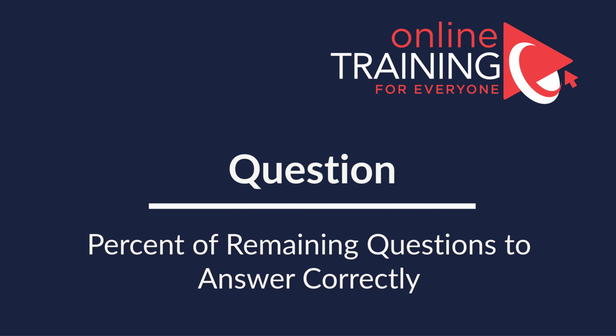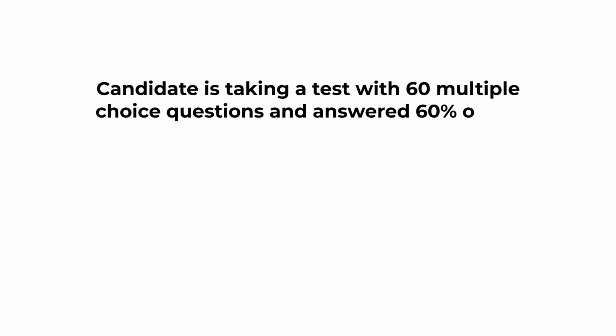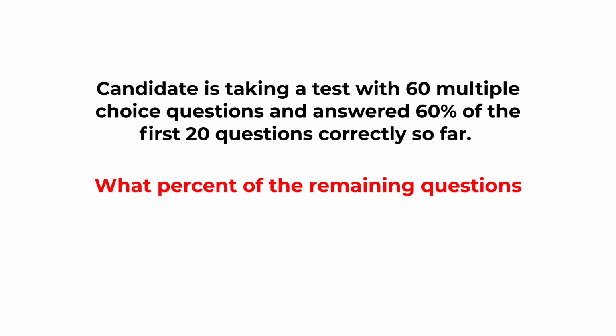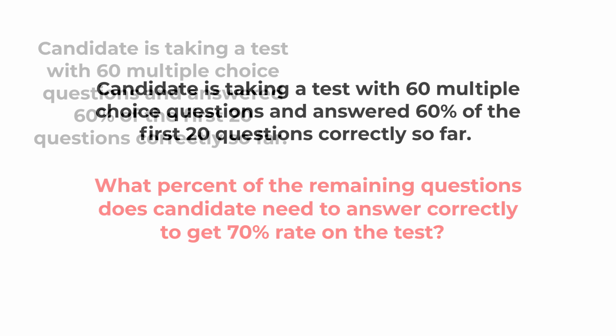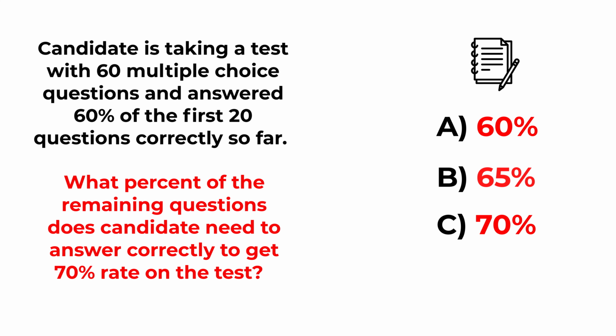Here's one of the frequently used questions to test your understanding of percentages. A candidate is taking a test, so imagine yourself, with 60 multiple choice questions and answered 60% of the first 20 questions correctly so far. So, what percent of the remaining questions does the candidate need to answer correctly to get a 70% rate on the test? You're presented with 4 different choices. Choice A, 60%, choice B, 65%, choice C, 70%, and choice D, 75%.